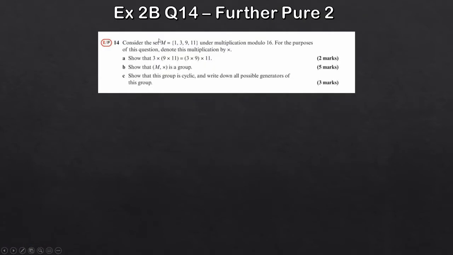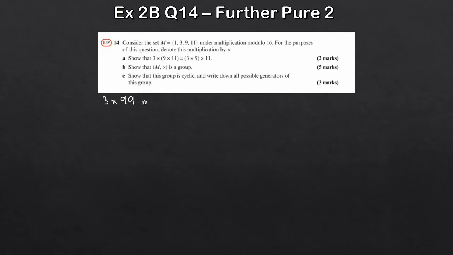So this is from exercise 2B, question 14, and it's an exam question with problem solving. So we've got a set M here, 1, 3, 9, 11, under multiplication mod 16. So the first part of the question just asks to show that 3 times (9 times 11) is equal to (3 times 9) times 11. So 2 marks. So all I've literally got to do for this is do the multiplication, but obviously take it mod 16. So 3 times 9 times 11, so that's 99.